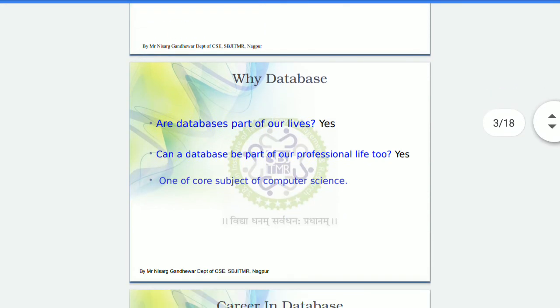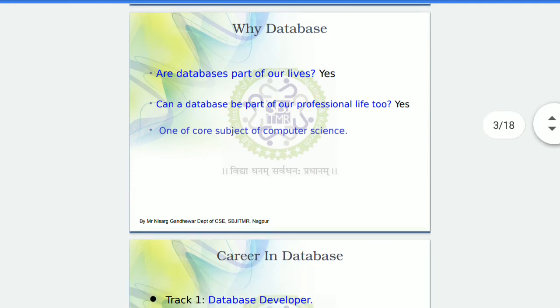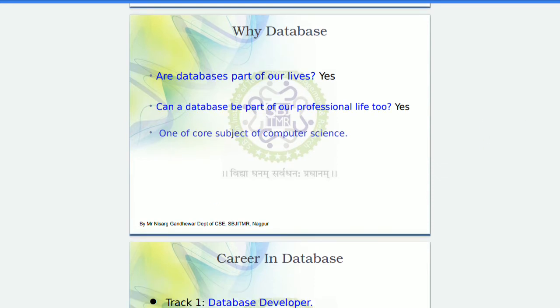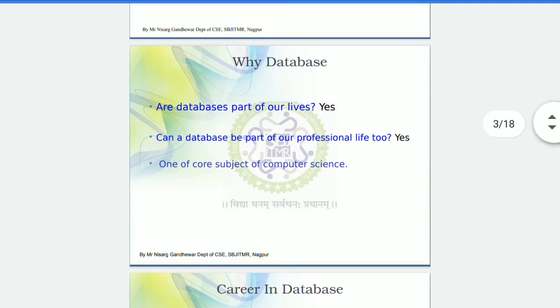Next one is, why database? Why do you need to learn a database? A few questions may arise in your mind. The very first question that comes to your mind is, is a database part of our life? Yes, we can say that. Now I will tell you how we can say that it is a part of our daily life. Knowingly or unknowingly, we are using a database in our daily life.